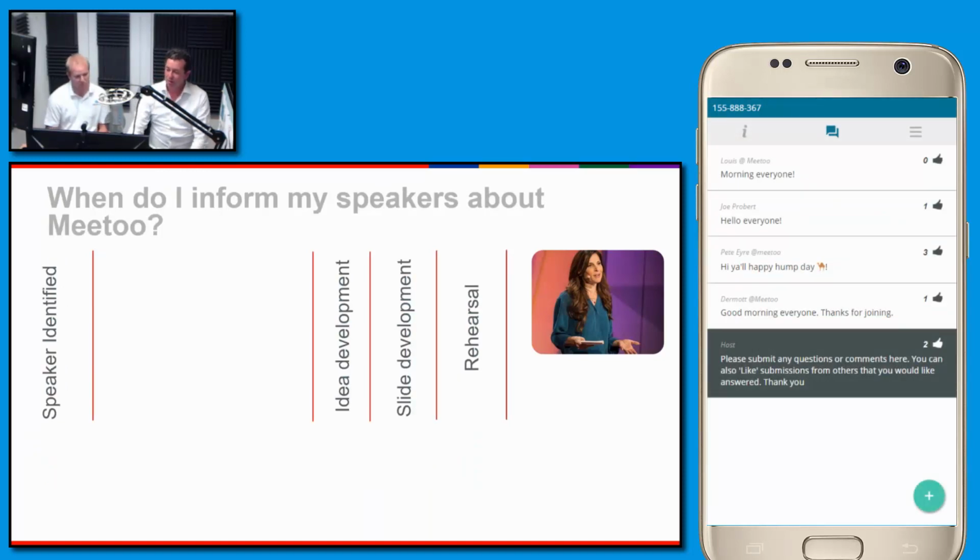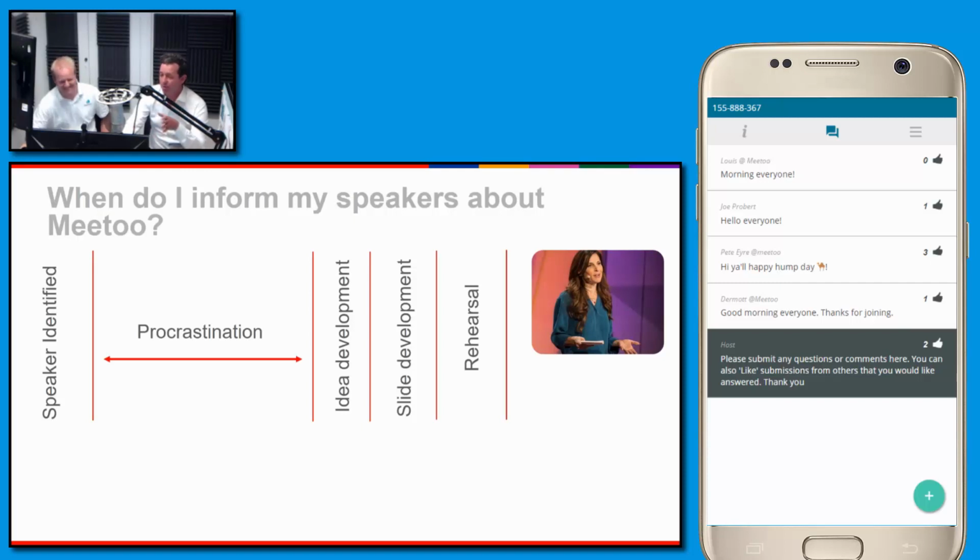Actually, what's happening at those different stages, if we just take those time points and say what's going on: the day before is the rehearsal, the week before might be slide development, in the month before the speaker is thinking about their presentation and forming some initial thoughts, and then as soon as possible is obviously when you've identified the speaker. And so what we find is, even though we want to get in touch with them as soon as we've identified the speaker and we know we're using Meetoo, unfortunately this speaker is going through a not very helpful creative process, which is called procrastination, Dermott.